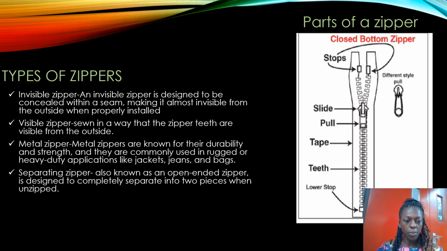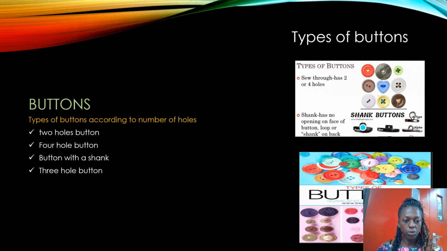Okay, we'll go and look at buttons. So there are types of buttons. There are two-hole buttons, four-hole buttons, buttons with a shank, then there are three-hole buttons. You can see their images that I have placed and displayed for you to see. I hope you are able to see the different types of buttons.